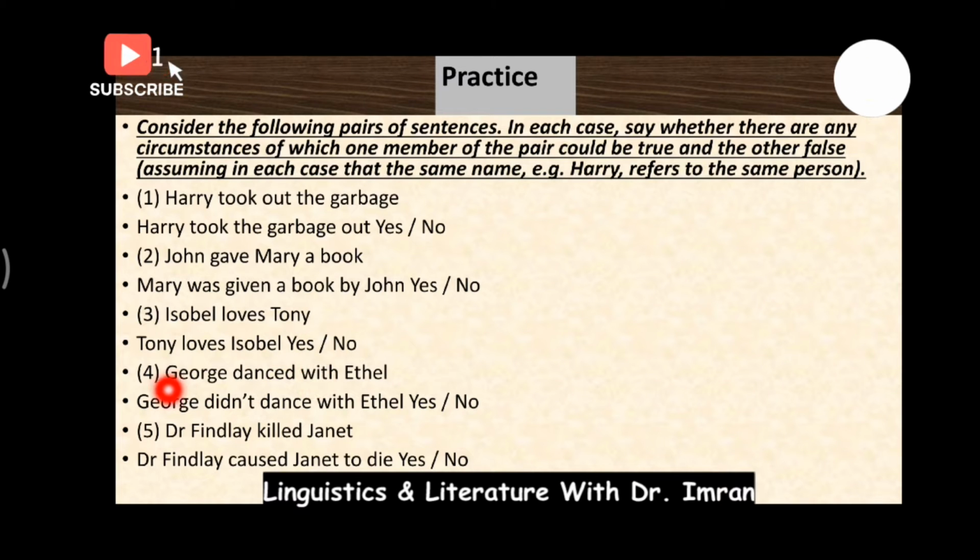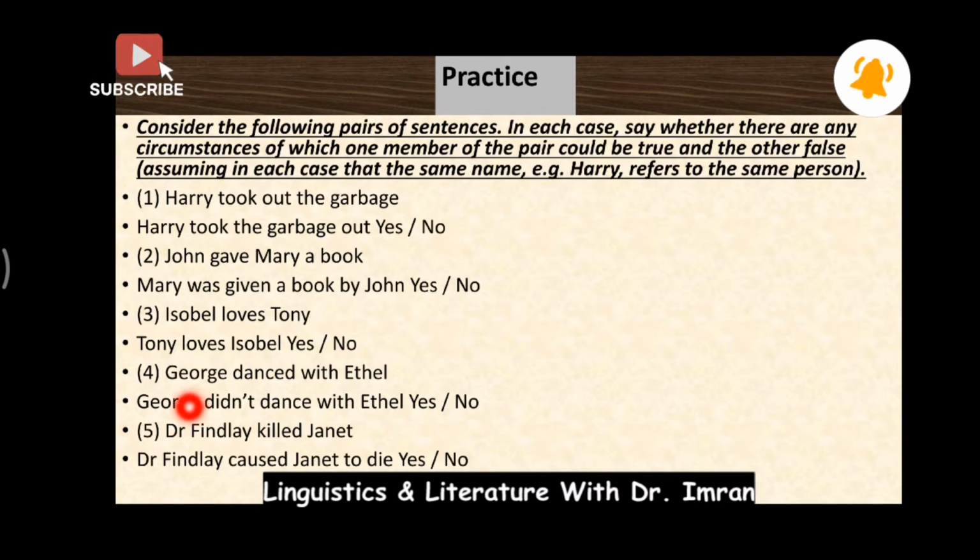Example 4. George danced with Ethel and George didn't dance with Ethel. So the answer would be yes, because this sentence has a different proposition and that sentence has a different proposition. So they do not correspond to each other. So we have two different sentences and we have two different propositions.